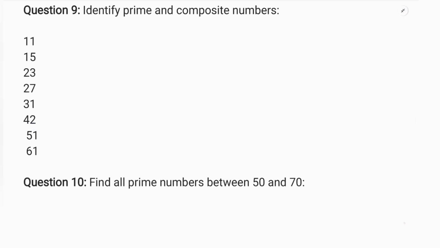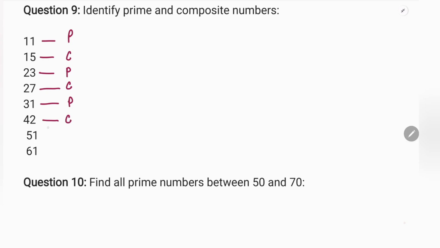After that, identify prime and composite numbers. 11 is prime, right? 15 has factors, like 15 is divisible by 3, 5, so it is a composite number because prime number has only two factors, 1 and itself, right? 23 is prime. 27 is divisible by 3 and 9, composite. 31 is prime. 42 is composite.